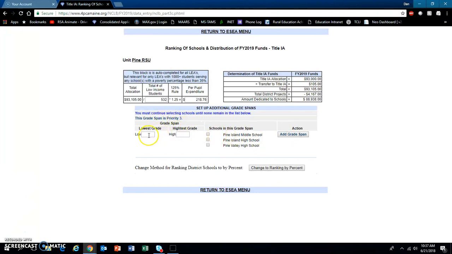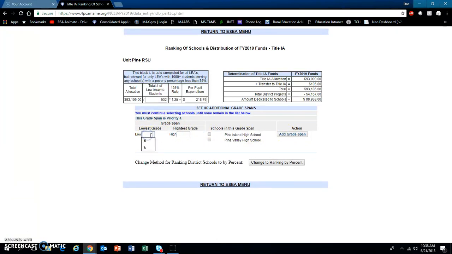And then we'll continue to isolate our schools by grade span. So we'll have a 6-8 because we have another middle school that has a lower poverty that we won't be providing Title I funding to. And then, of course, we have our 9-12 grade spans.